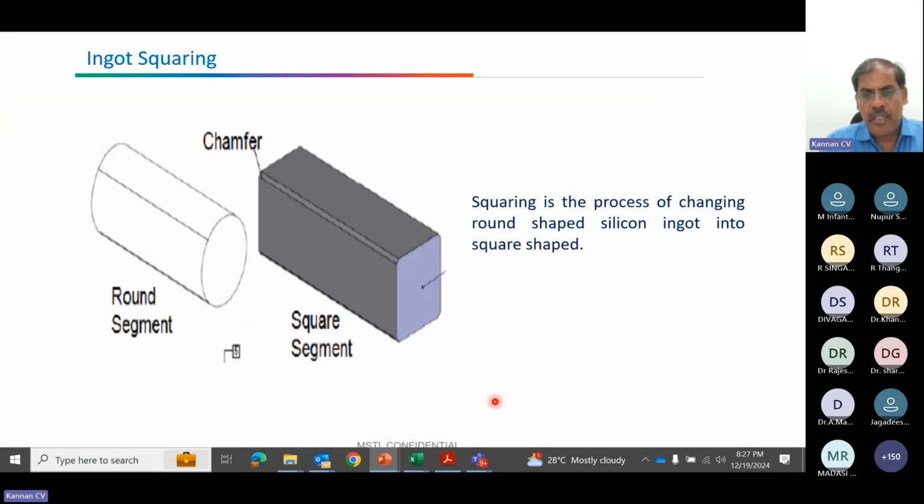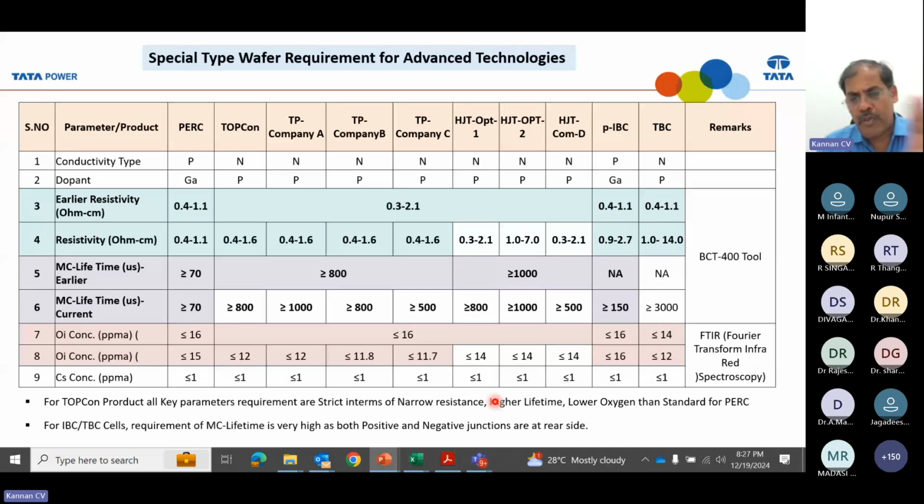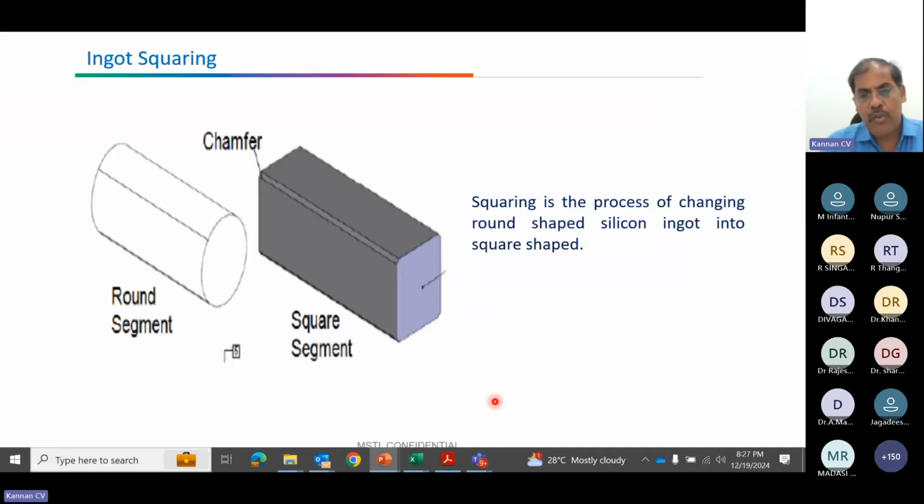So this is all about it. After you convert into ingot, then how you are going to convert the ingot into wafers, there are different processes. Yesterday, I think in the previous presentation, they talked about semiconductor wafer processing. Here I'm not going to talk about semiconductor wafer processing. Here I'm talking only about solar PV, how the solar PV wafers are produced from the cylindrical ingot.